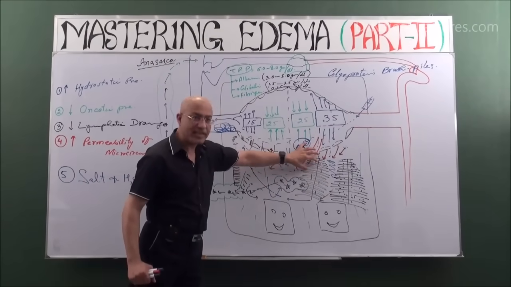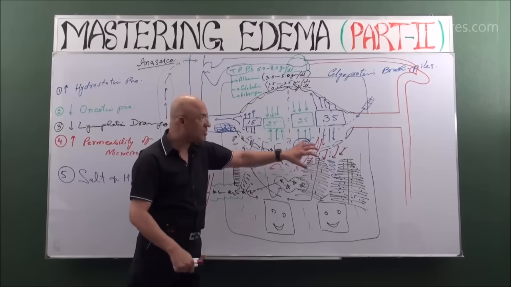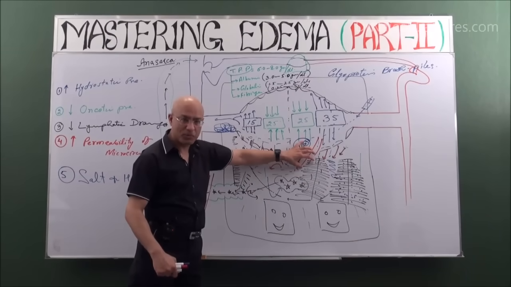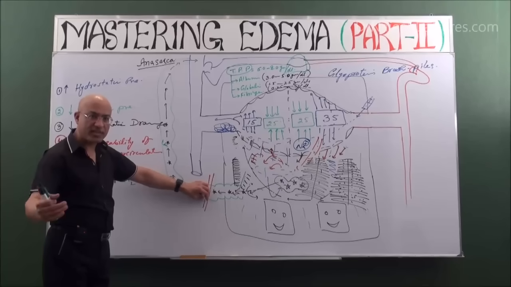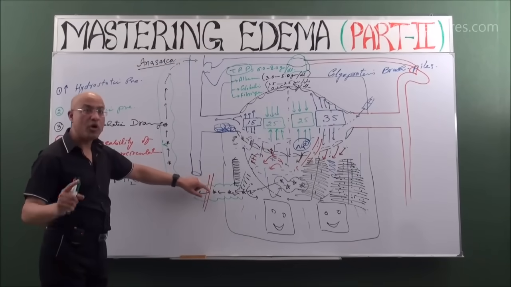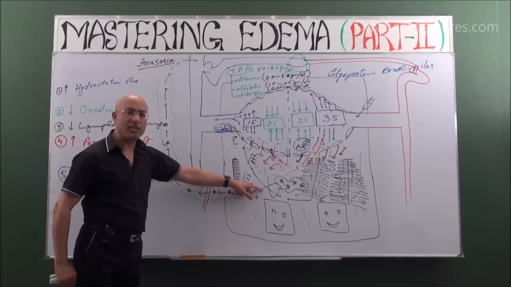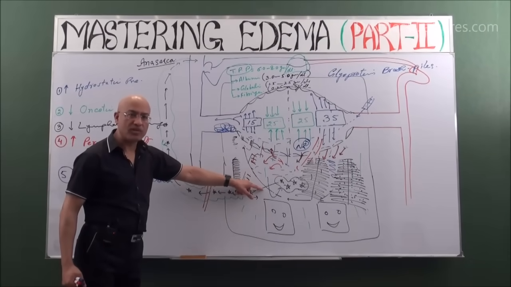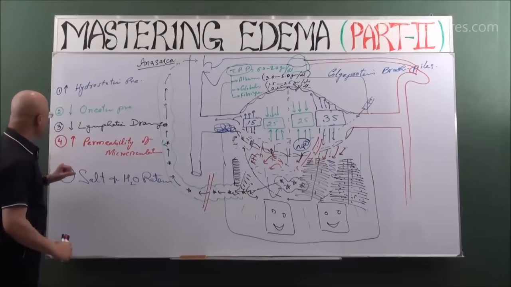The fluid which is retained here is without additional proteins. So this edema is pitting edema, and this edema is dependent edema too. And lymphatic obstruction, especially at an advanced stage, produces non-pitting edema, because here fluid is held along with the extra amount of proteins and fibrinogen and some growth of fibroblasts and collagen.